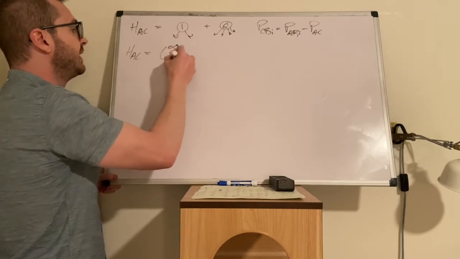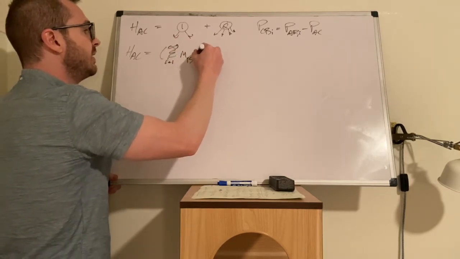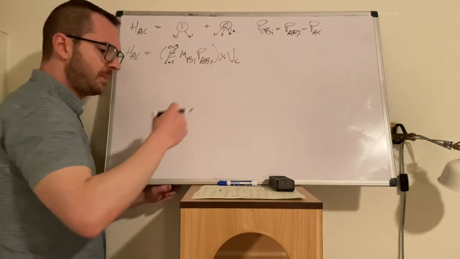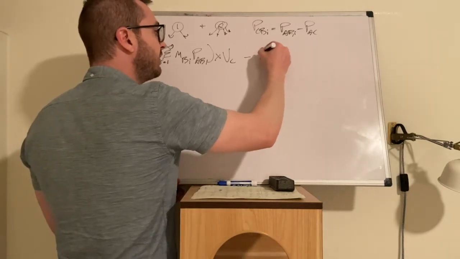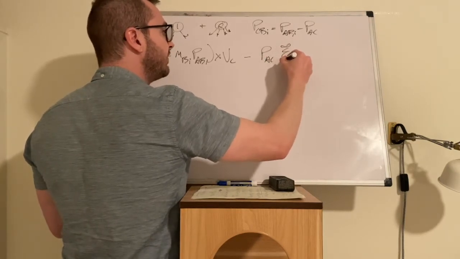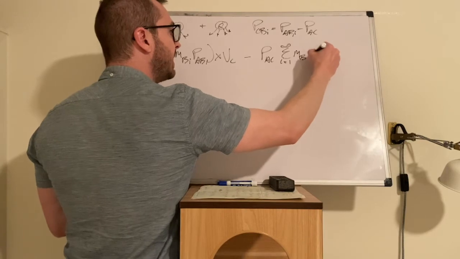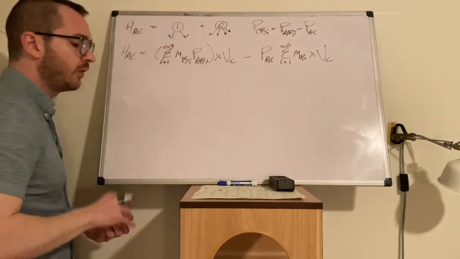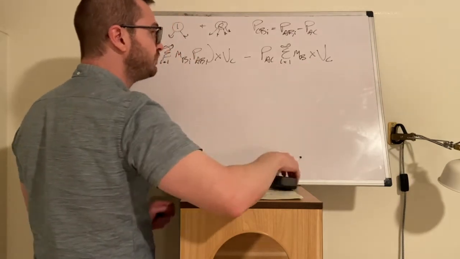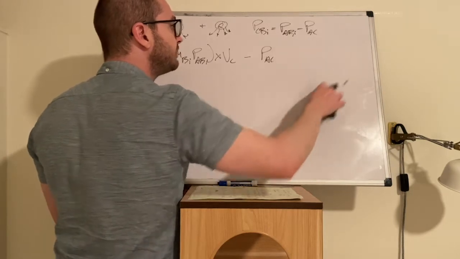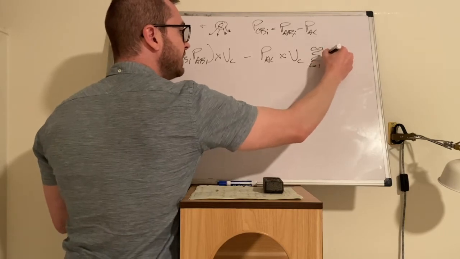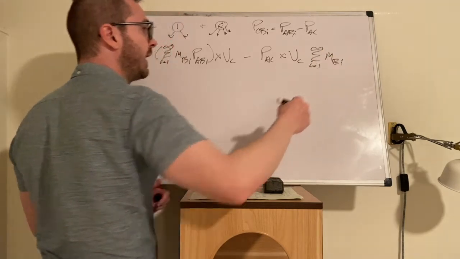So here's our infinite summation, and this one comes out to be M BI, P ABI, and there's a cross product with VC. And then the second term, minus, this one is P AC, here's our infinite summation of M BI cross VC. I could actually take this infinite summation of M BI and move it all the way to the end, just to make it a little cleaner. So cross VC, and here is our infinite summation of M BI.